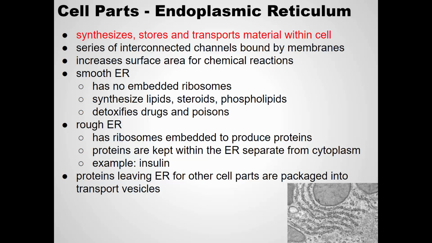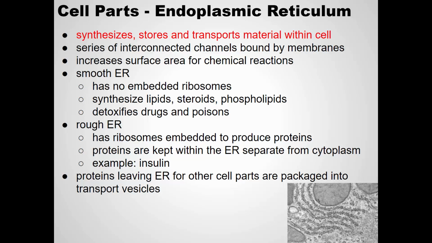Instead, in the smooth ER, things like lipids and steroids, phospholipids, are produced. Also, this is where toxins can be broken down, detoxified. Things like drugs and poisons are broken down by the smooth ER. And so tissue like your liver has an abundance of this because that's one of its functions, to detoxify certain substances.